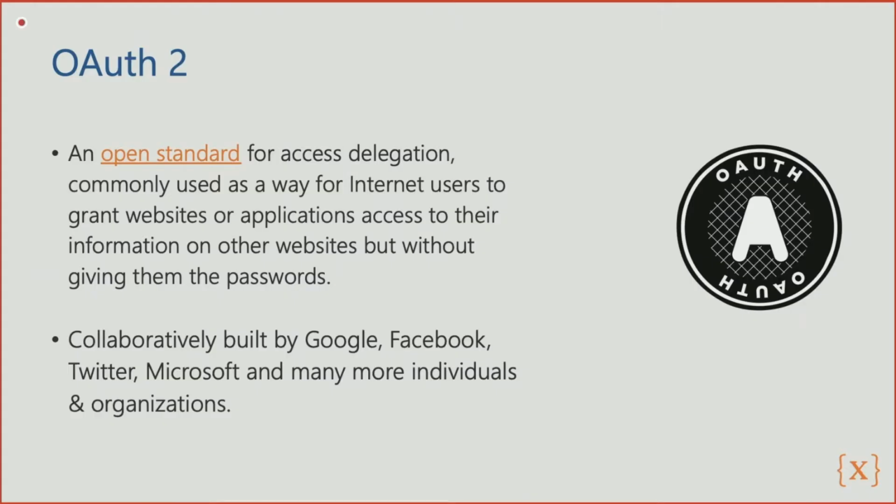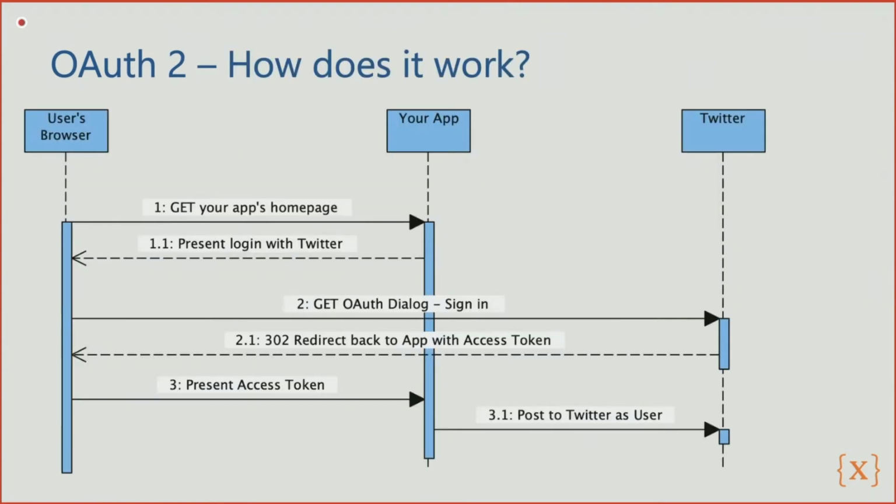So OAuth 2, this is right from Wikipedia, and I think it's the best definition for it. An open standard for access delegation commonly used for internet users to grant websites or applications access to their information on other websites, but without giving them passwords. It was built a long time ago, OAuth 1 and now OAuth 2. It was collaboratively built by Google, Facebook, Twitter, Microsoft, many individuals and many different organizations. It was really a huge effort, and it solved a lot of problems, right? This was the birth of microservices that needed this, and SaaS applications to be able to consume these different identities. So big motivation there for organizations to hop on.